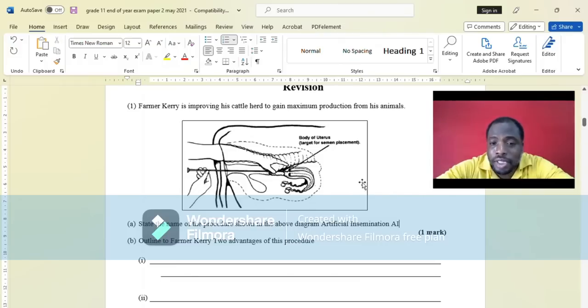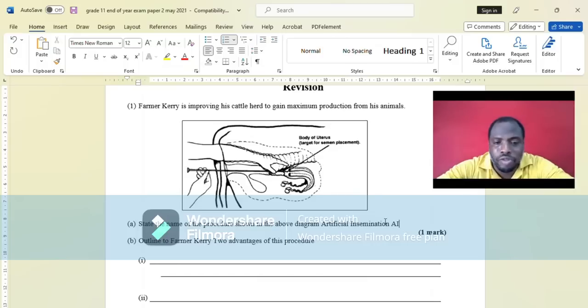have wanted the desired characteristics from, and they would have obtained the sperm, collecting the sperm using different methods, some of which may use an artificial vagina. They may use a dummy animal, and they will allow the male to ejaculate, and then they collect that sperm and test it to ensure that it is fit.